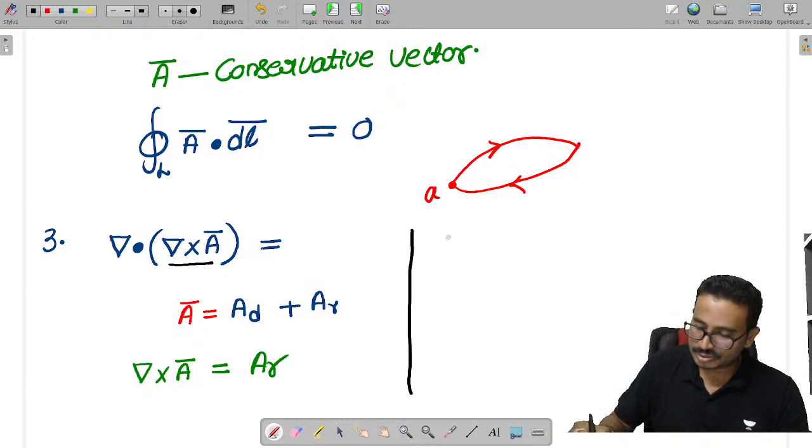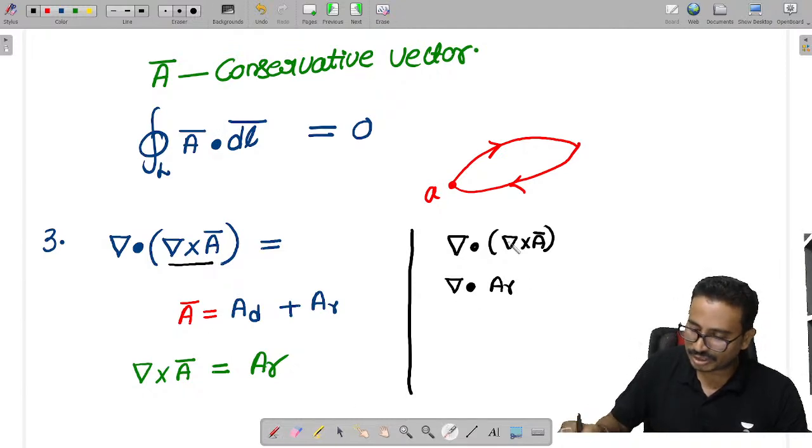Now look here. What we are doing is that I want to get the del dot of del cross A. I have to get it now. If you see this here, this is del dot of del cross A. We got del cross A as AR.